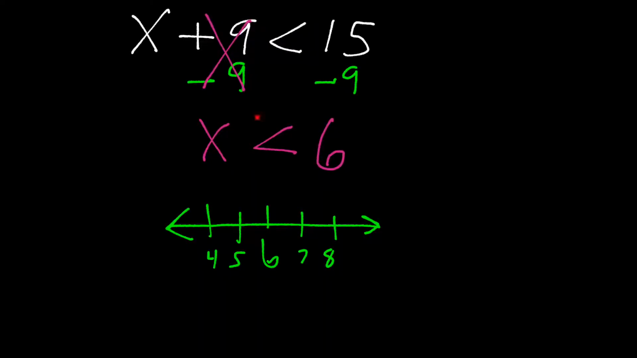And then, since I am using less than, that means x cannot be exactly 6, so I'm going to have an open circle at 6, and the tail of my inequality points to the left, so my inequality is going to go to the left. And there I have solved this inequality, and I have graphed the solution.